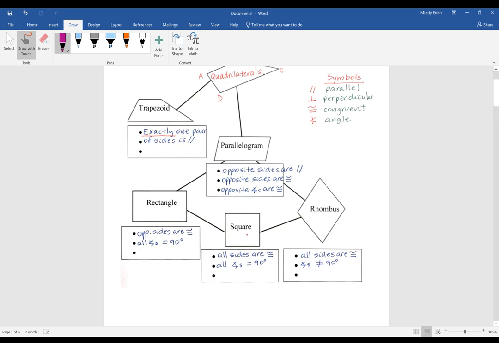So remember, all squares are rectangles, but in addition to all of our rectangle categories, squares have that all sides are equal and all angles are 90. And then the last type of parallelogram is a rhombus. The main difference between a rectangle, square, and a rhombus is that the angles are not 90 degrees. So in a rhombus, all the sides are the same, but the angles are not 90 degrees.